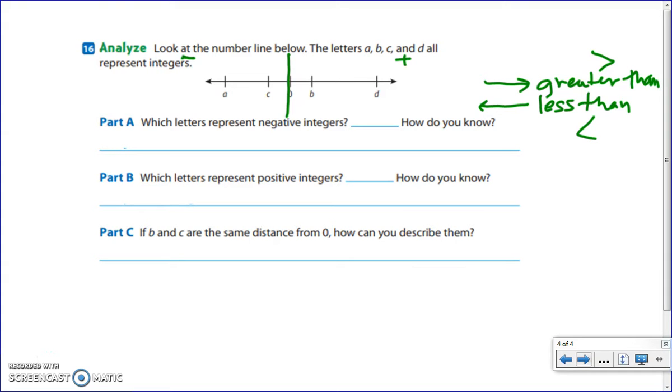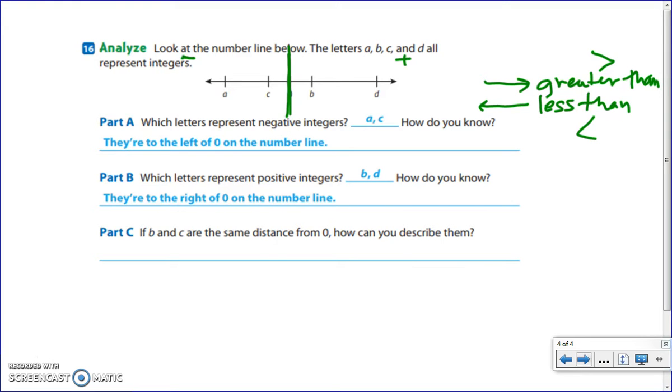It says, which letters represent negative integers? Okay, so I see 0. My middle line there is highlighted here in the middle. My negative numbers are the ones to the left. So regardless of what A and C are, I know they must be negative because they're on the left side of 0. So I know that A and C are both negative because they're to the left of 0 on the number line. Which letters represent positive integers? B and D do. They're to the right of 0 on the number line.